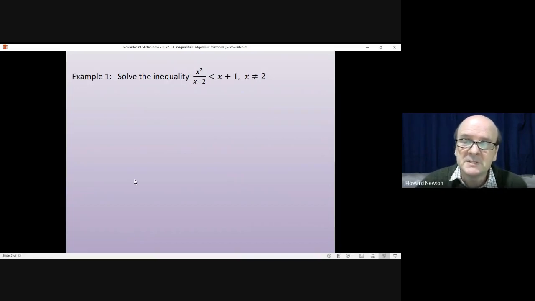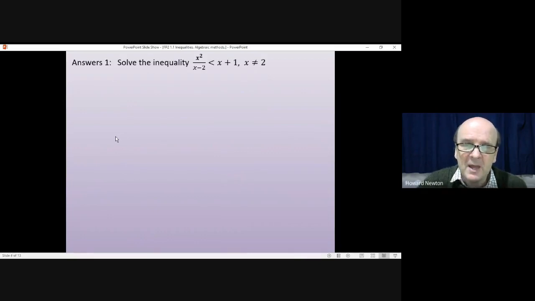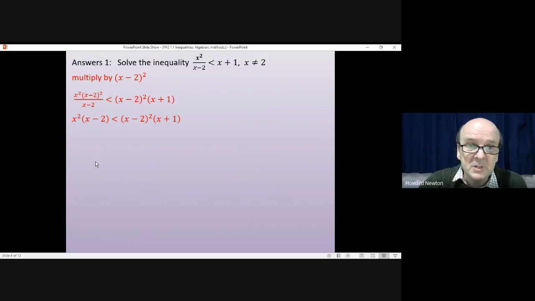Okay, we'll have a look at this together. So we said that if you have an inequality that involves an algebraic fraction, usually the best thing to do is to multiply through by a squared term. Now, in this case, it's going to be x minus 2 squared because x minus 2 is on the bottom of the fraction. So multiplying through by x minus 2 squared will give us that. And now you can see the reason for doing it. We can divide the top and bottom of this fraction on the left by x minus 2, and that will get rid of the fraction. So we've got x squared into x minus 2 now is less than this.